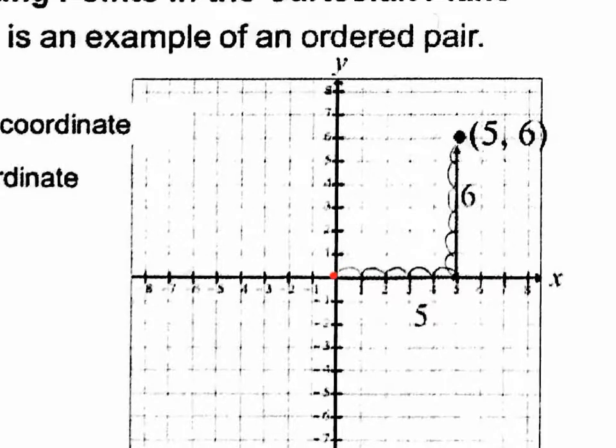So if you want to go 5 on the x, this is the negative direction. You want to go positive on 5. So 1, 2, 3, 4, 5. That's positive 5 on the x, and then positive 6 going up here on the y. And that's how we get to the location 5, 6.